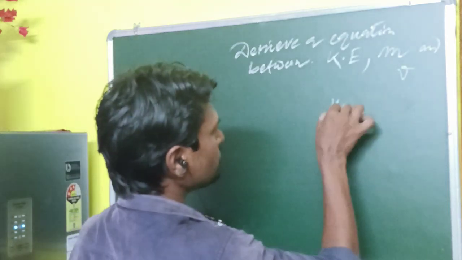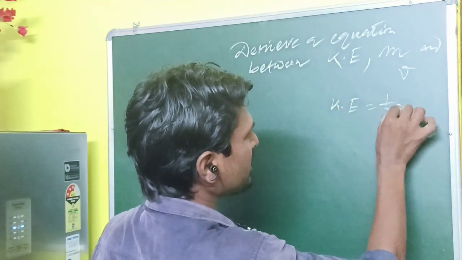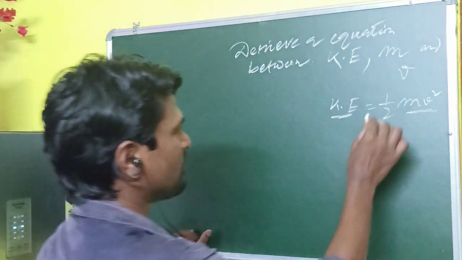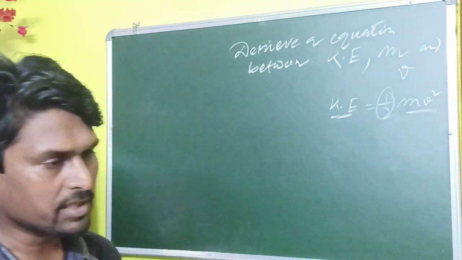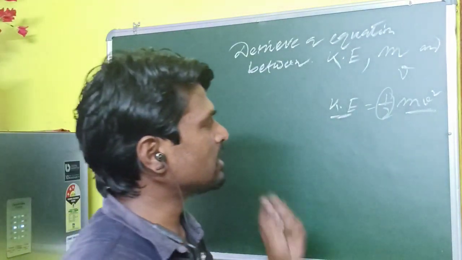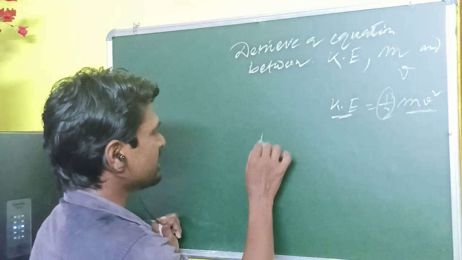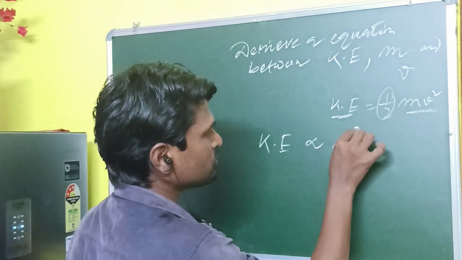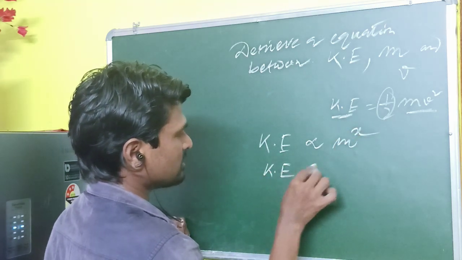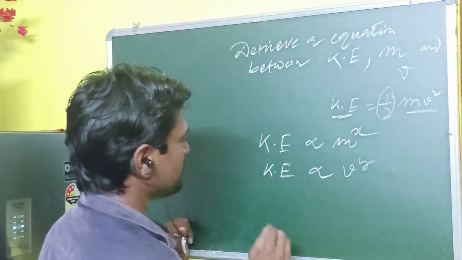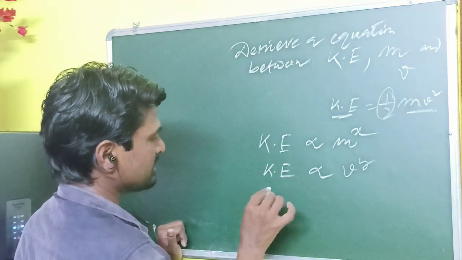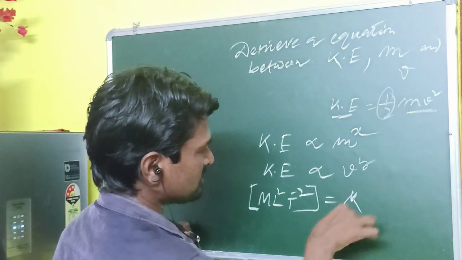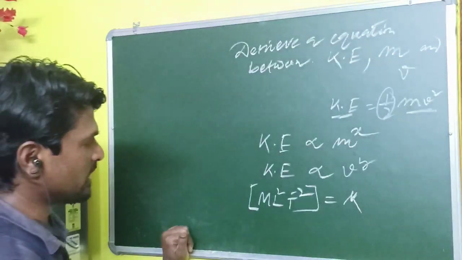So students, you already know that half mv square, you can derive the form, but you cannot derive the value of half. That is, you can check the different relationships between the different variables with dimensional analysis. So the first step you have to take is that kinetic energy is proportional to m to the power of x, and kinetic energy is proportional to v to the power of y. Then the dimension of kinetic energy is ML square T minus 2. This is similar to work done.